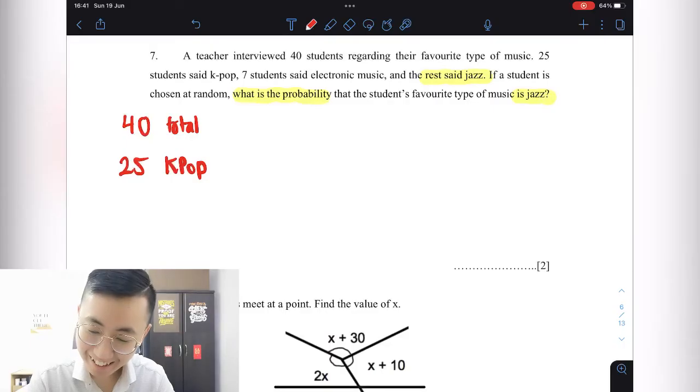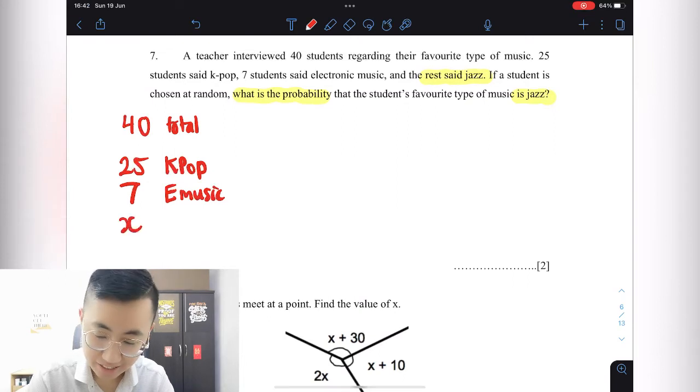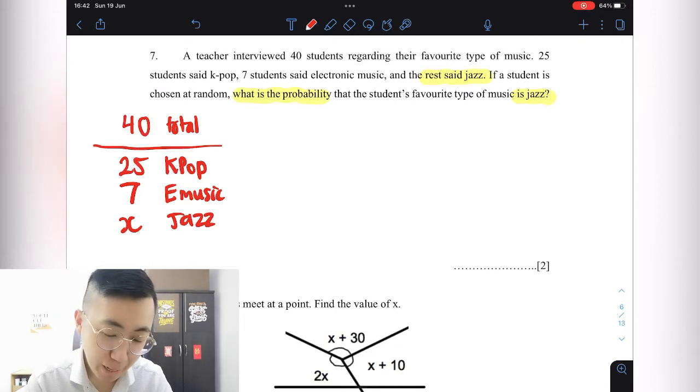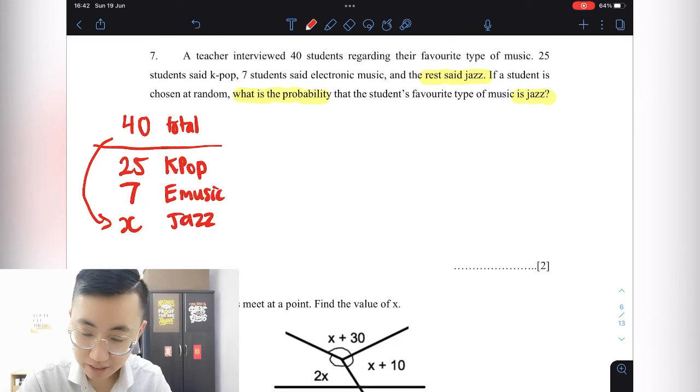And then 7 students said they like electronic music, and the rest, so I do not know, I'm going to put x, and they like jazz. So definitely I'm going to take 40 minus 25 minus 7. That will let me know the value of x over here. So let's find out the number of people who like jazz.